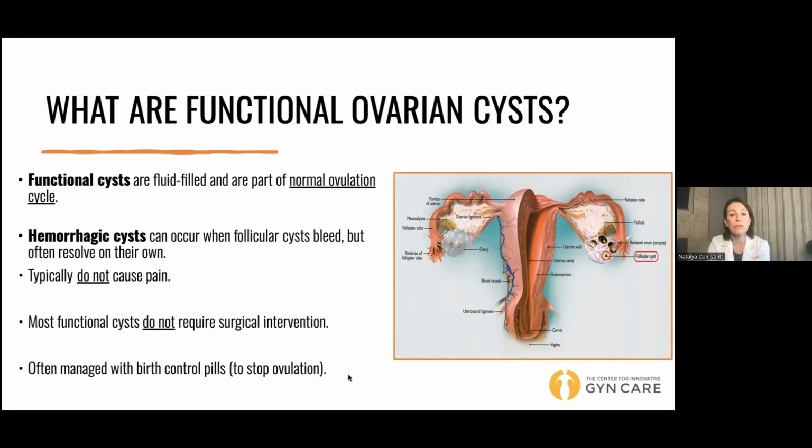A hemorrhagic cyst is just a functional cyst with some blood inside. They typically do not cause pain. Sometimes, if a hemorrhagic cyst gets very large and then ruptures, that spill of blood can cause some pain and irritation, but it resolves. So this is kind of short-lived. It's very rare to have a bleeding, ruptured ovarian cyst requiring surgery. So most of these do not require surgical intervention. And if you want to prevent functional cysts or hemorrhagic cysts, you would just go on a birth control pill, and that would prevent ovulation.